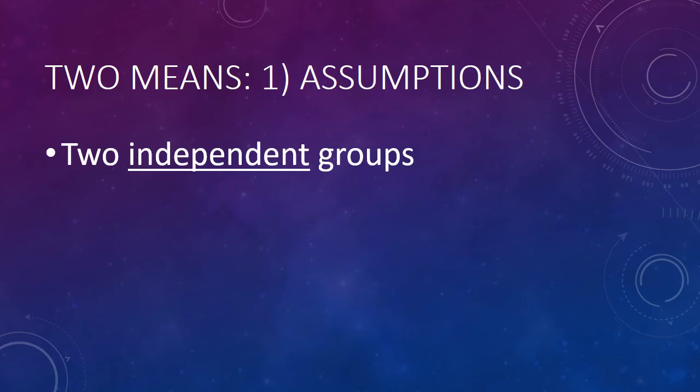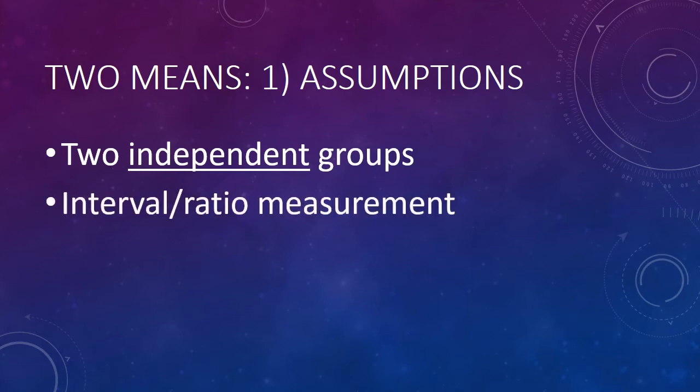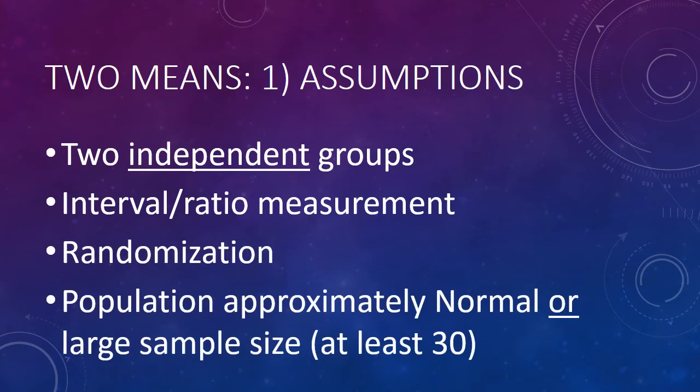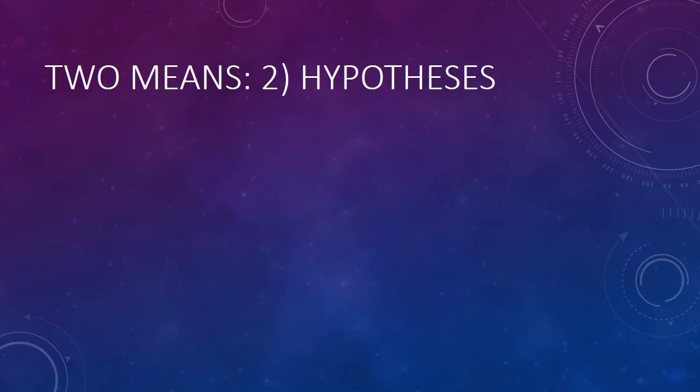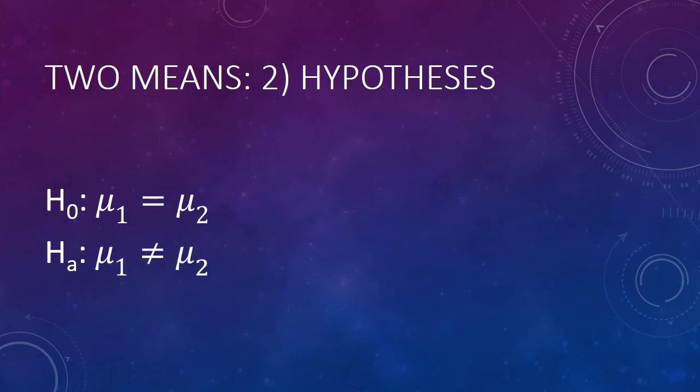So we have to, as before, have interval ratio measurement, randomization, and our population has to be approximately normal, or we have to have a large sample size, at least 30. Next are hypotheses. In this case, we have two population means, one population mean for each group. And our null hypothesis is going to be that the means of the two groups are equal. mu1 equals mu2. So the alternative hypothesis is that mu1 does not equal mu2.